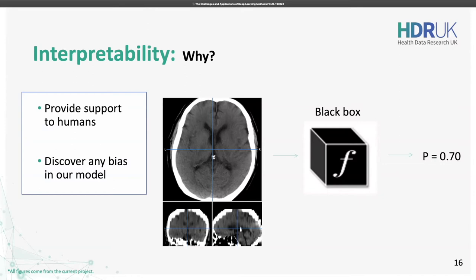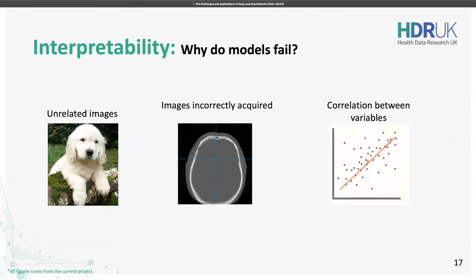So there are several reasons for which neural networks can sometimes fail. And so for this reason, interpretability is important to catch these errors. Some of the reasons are, for example, if at test time a model is presented an image that is completely unrelated to the images on which it was trained, as is shown here, for example, the case of a natural image, the image of a dog when the model was trained on CT scans of the brain.